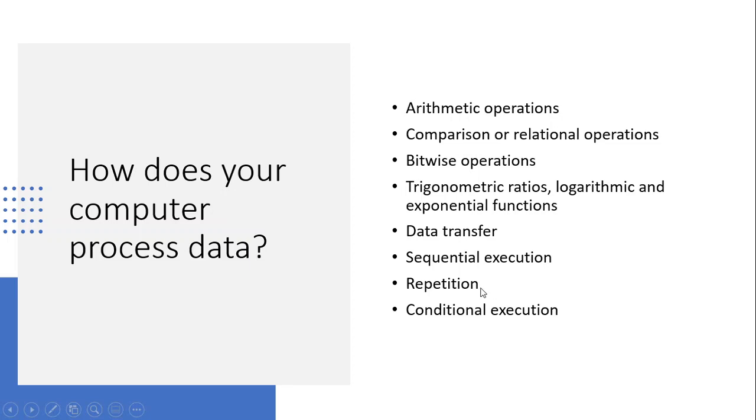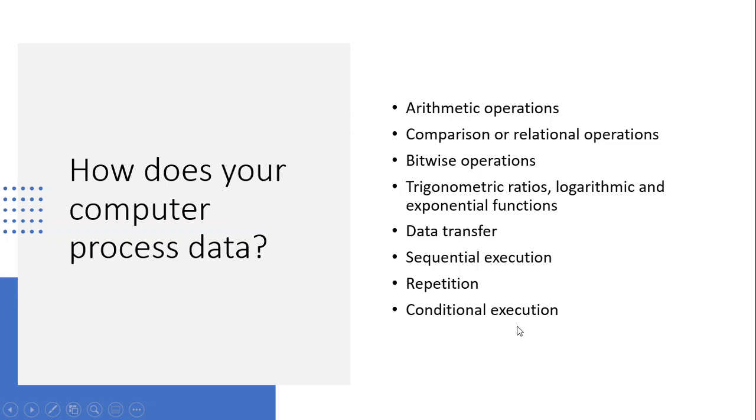Computers can repeat the execution of a set of instructions. Repetition, they can do repetition. Okay, so this is also very important. That is why computers are very useful. They can do a certain task repeatedly without getting tired or bored. They can do that. And computers can do conditional execution.